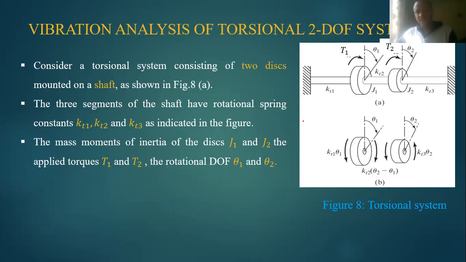So in the present case, consider two discs connected to a straight shaft. This is the shaft axis. The rotation of the discs about this axis we consider, and when torque is applied, it is forced vibration. If torque is 0, then it is free vibration. Now in the general case, consider the torque is there.